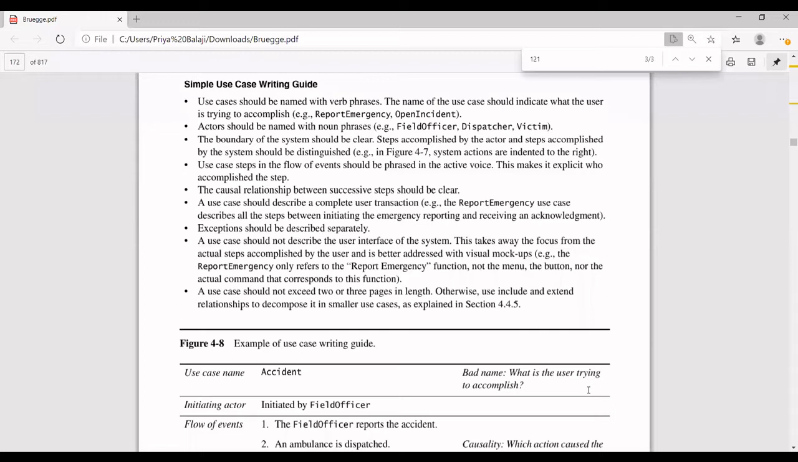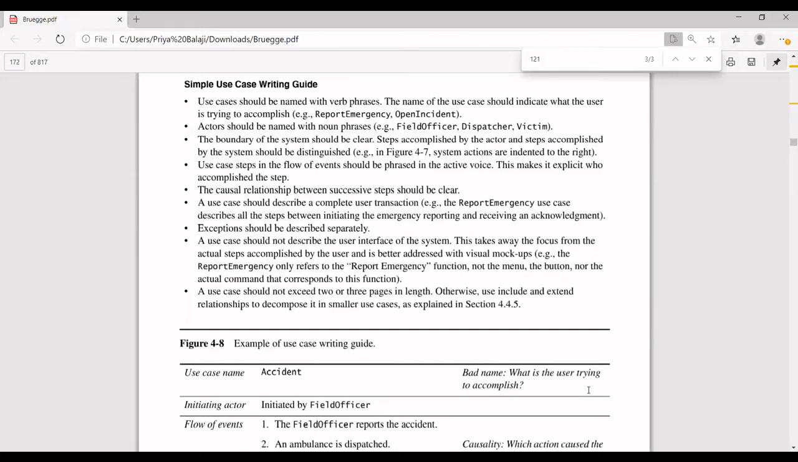Why is the officer named field officer? You could even give the name normal officer, instead of dispatcher also you can give the name normal officer. But why is it given as field officer? Because the field officer is the person who is roaming around the complete area and finding out what is going to happen, and he is the person who enters the operation. So if you see field officer, you come to know, okay, this is the officer who goes roaming around the particular area and finds out whether any incident is happening or not. And then the boundary of the system should be very, very clear.